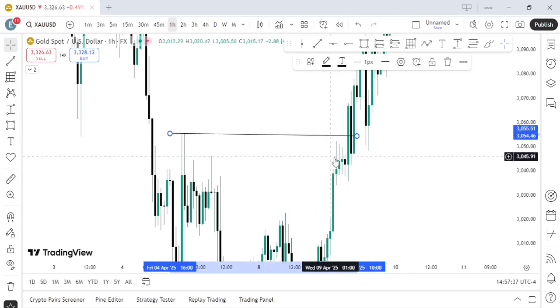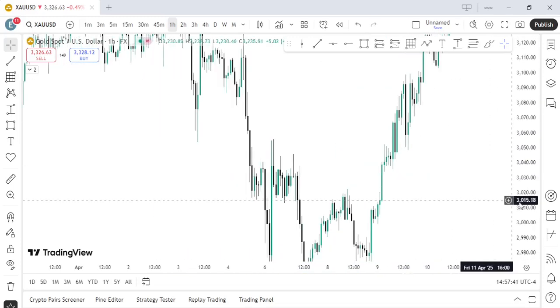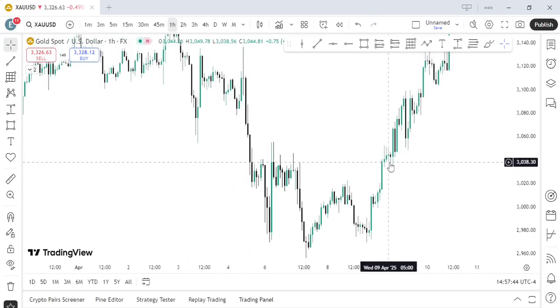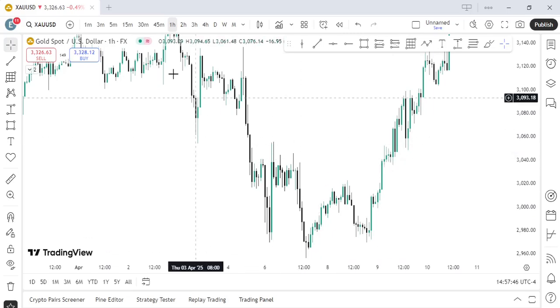So if you were going to get into this trade, you can simply use the 1 hour order block. But I didn't really use the 1 hour order block for my confirmation. I used the 5 minutes order block. Now let's go down to the 5 minutes time frame.